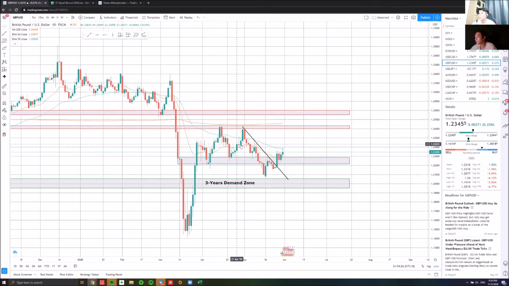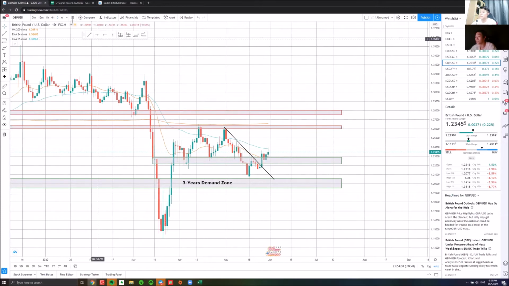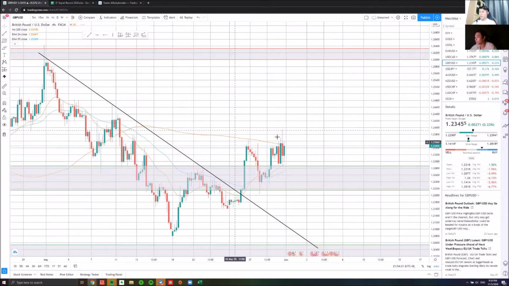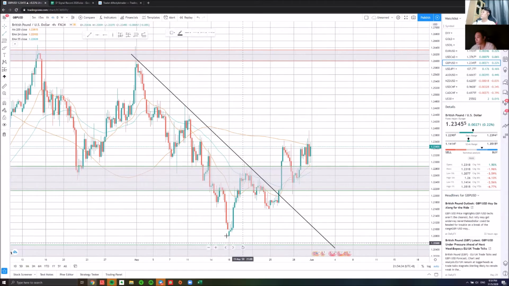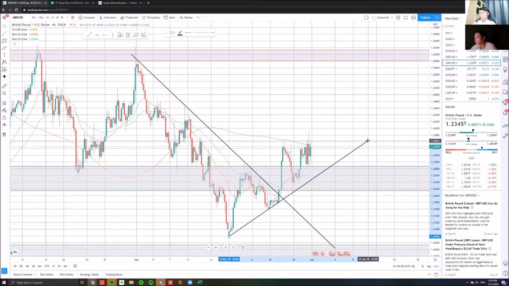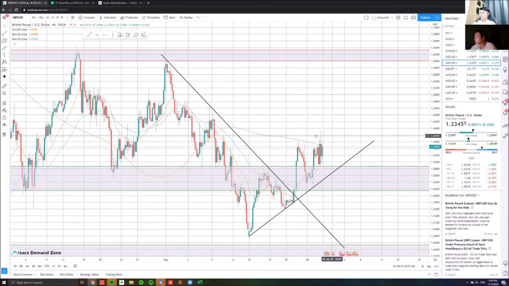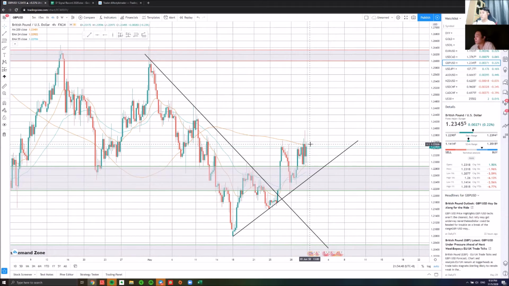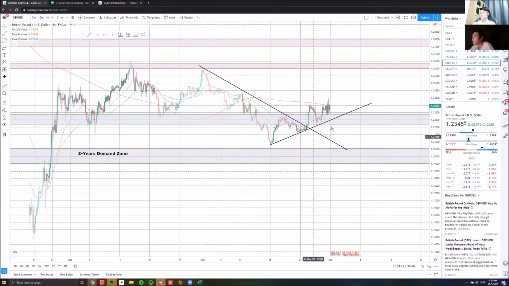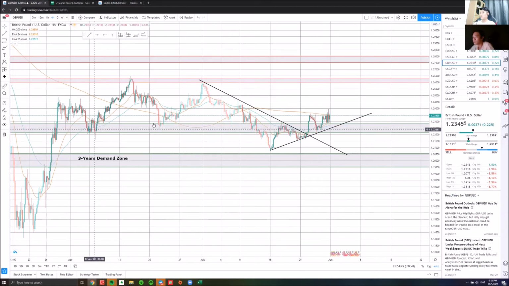Pound dollar started turning bullish when it broke this bearish structure this week, and it started to form this rising trend line. So this week we could look to buy pound dollar for an intraday trade if price comes back down. This is also a demand zone, as we can see. It's also the neckline of a head and shoulders pattern.